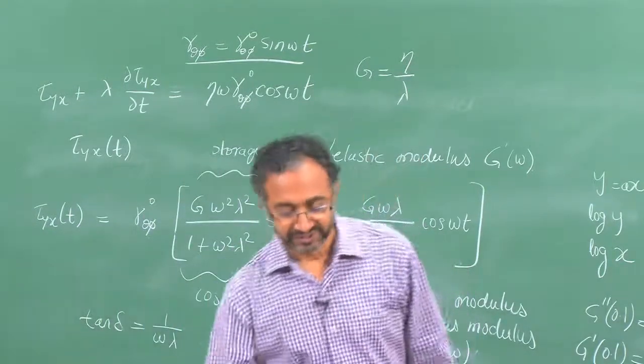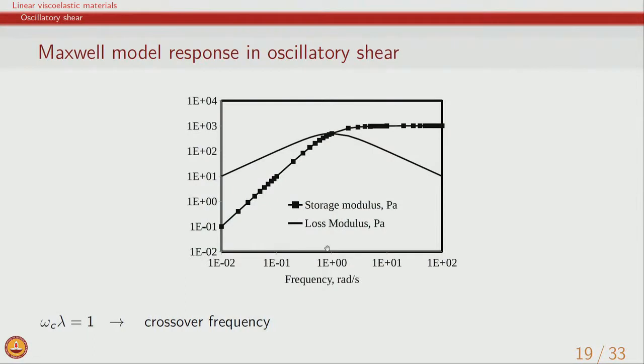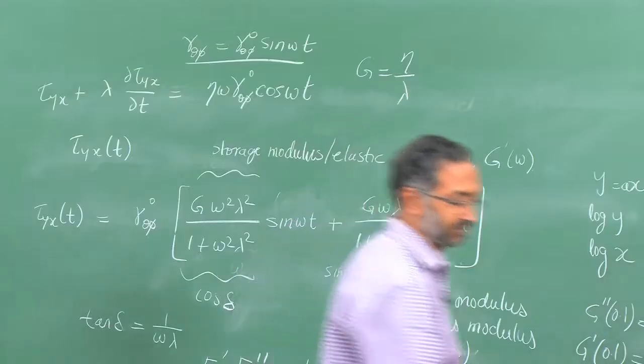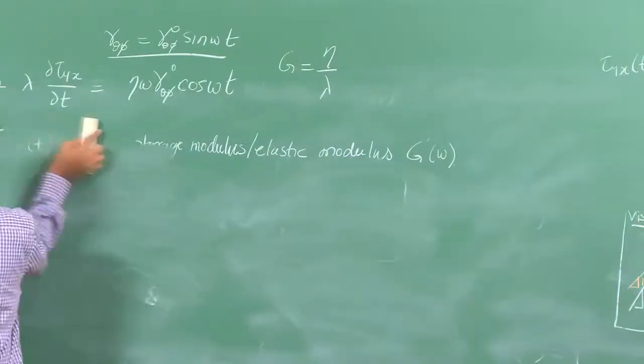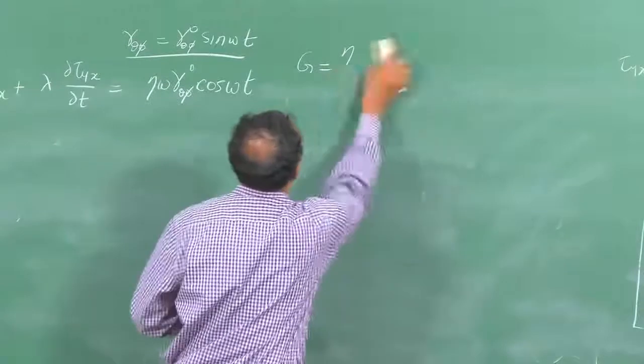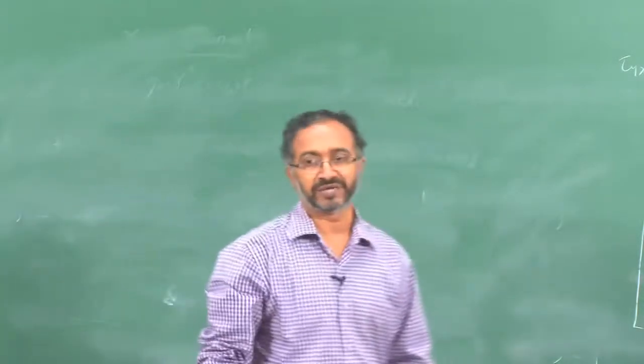Now, quantitatively, what you can notice is this crossover point is at which omega lambda is equal to 1, right. Now, let us say if I change omega lambda to 10, what is the response that you can see? I changed frequency in such a way that omega lambda becomes 10. What will be the response of the material? Omega lambda equal to 10. So, now we are looking at two different regimes, with respect to omega c.